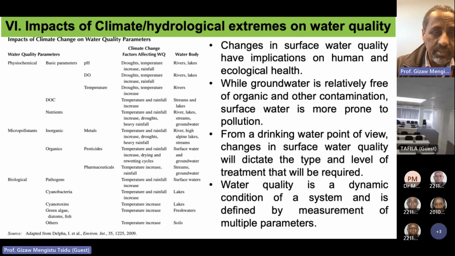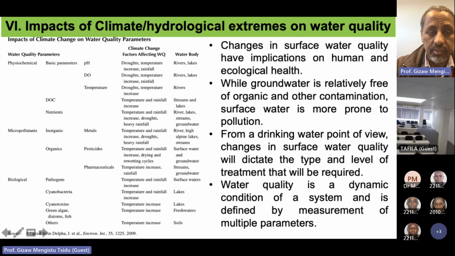The factors that affect these parameters, like the pH of the water, dissolved oxygen, and temperature, are many. Climate factors, drought, temperature increase, and rainfall, as we have seen already.